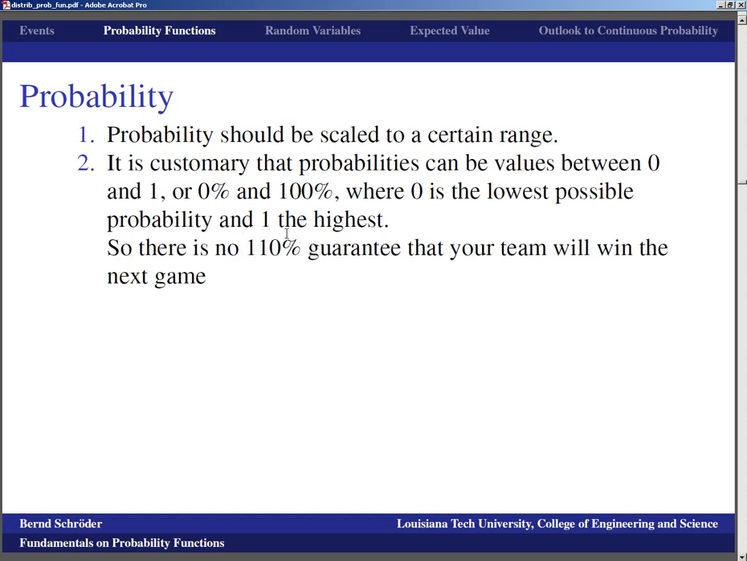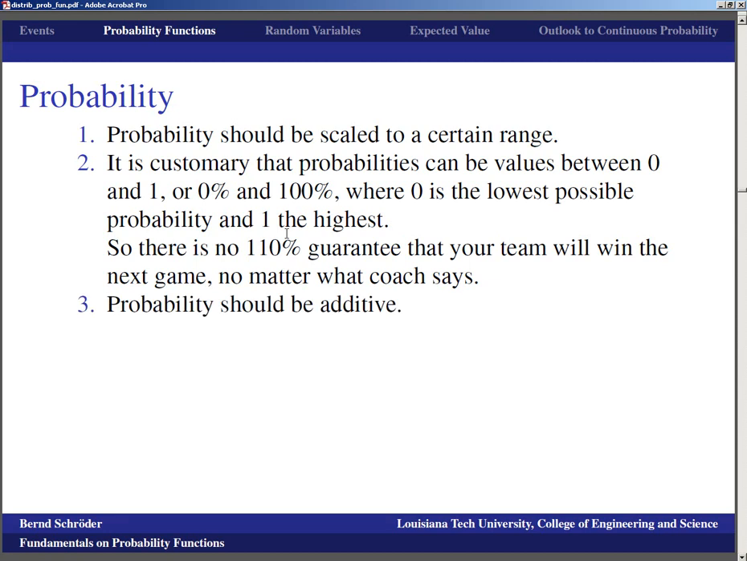And so in particular, that means there is no 110% guarantee that your team will win the next game, no matter what the coach says. That is just not possible. I know if you're really favoring a certain team, you want to have those kinds of guarantees, but you can't even give a 100% guarantee on the future unless it is something that will happen, namely your team will win or lose, or tie, if you're playing a game in which ties are possible. But there is no such thing as 110% probability.